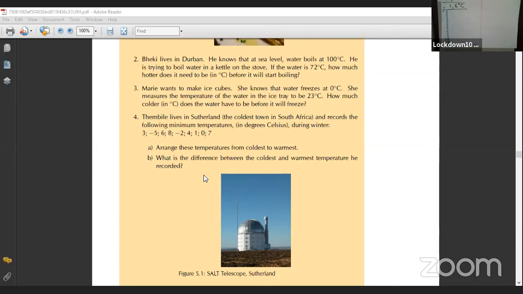What do you think is the coldest temperature I have there? Okay, let me see the answers I have. Yes, it is negative 25. What do you think is the highest temperature there?